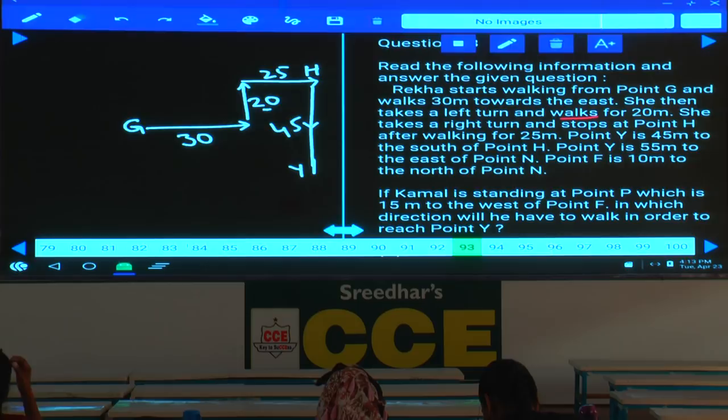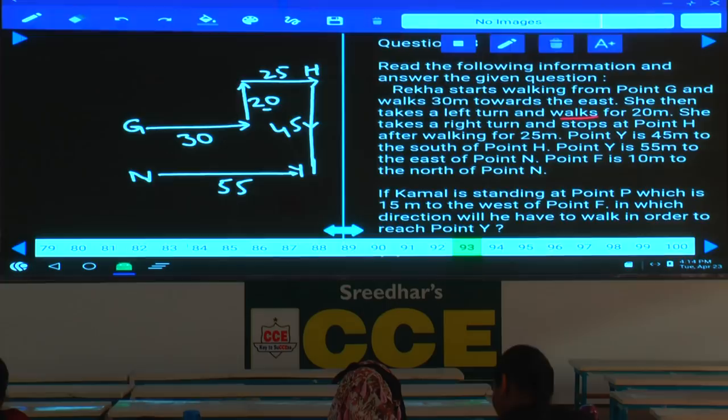Y is how many meters? 55 meters to the east of N. Now the distance between these two is 55. Now G and N must be in the vertical straight line or not? Why? Because if you observe here, this is 30 and this is 25. This 30 plus 25 is nothing but 55. Hence, G and N are in a vertical straight line, and Y is 55 meters to the east of N.